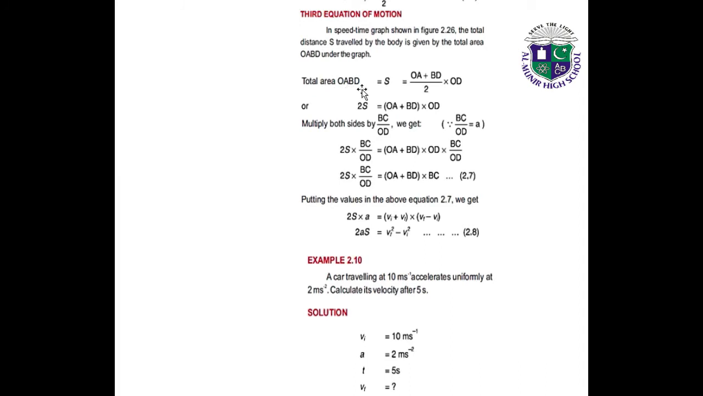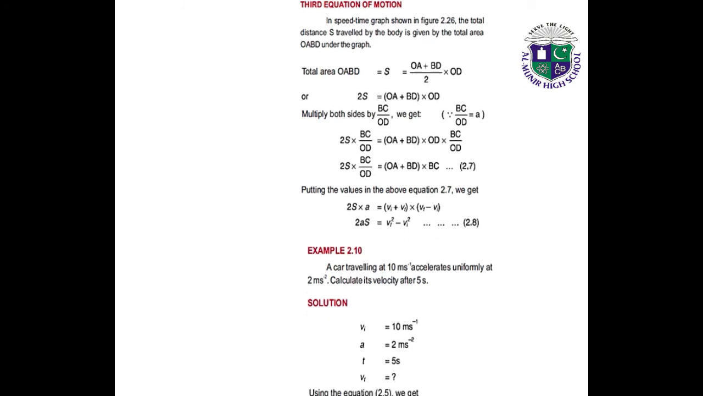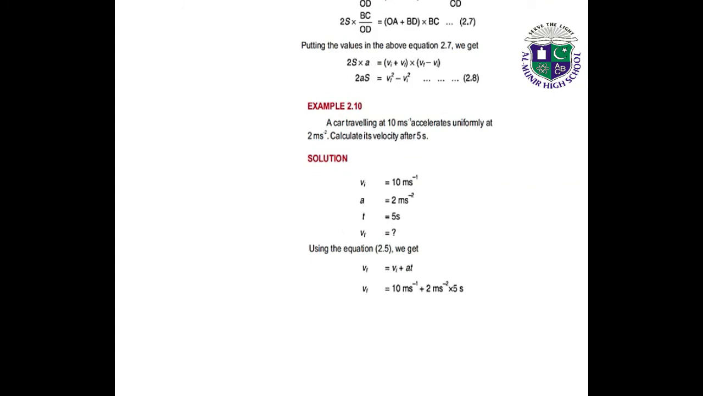Total area OABD is equal to S is equal to (OA plus BD) over 2 into OD, or we can say that 2S is equal to (OA plus BD) into OD. By multiplying both sides by BC over OD, we will get 2S into BC over OD is equal to (OA plus BD) into OD into BC over OD. This OD and OD will cancel. We will get 2S into BC over OD is equal to (OA plus BD) into BC. By putting the values in equation 2.7, we will get our third equation of motion, which will be 2AS is equal to VF square minus VI square.